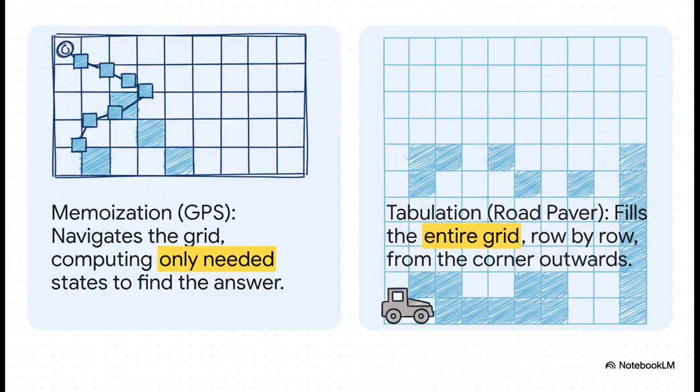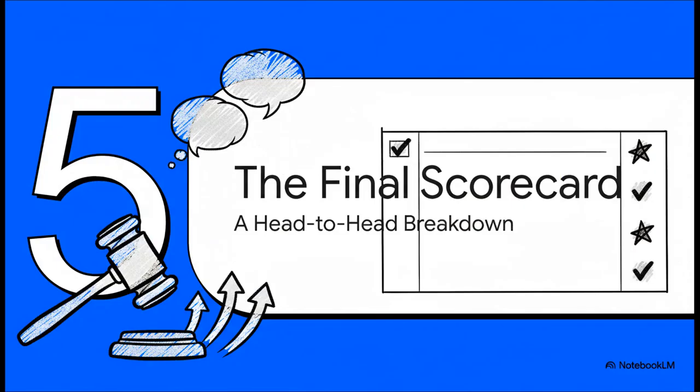And this creates such a cool way to visualize the two. Memoization is like a GPS. You tell it the destination, and it calculates the most direct route to get there, only visiting the spots it absolutely needs to. Tabulation, on the other hand, is like a road paver. It starts at the corner and just paves everything. Every single square, row by row, until the whole grid is filled. Systematic, thorough work. All right, the fight's over.